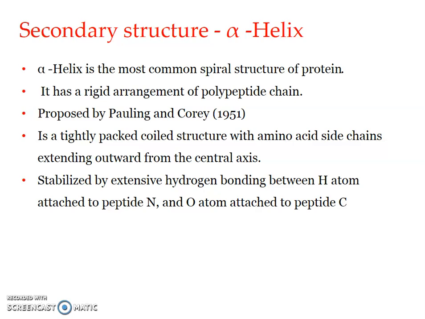polypeptide chain. It was proposed by Linus Pauling and Corey, and for this the Nobel Prize in 1954 was given to Pauling. When we speak about the structural features, it is a tightly packed coil structure with amino acid side chains extending outward from the central axis.